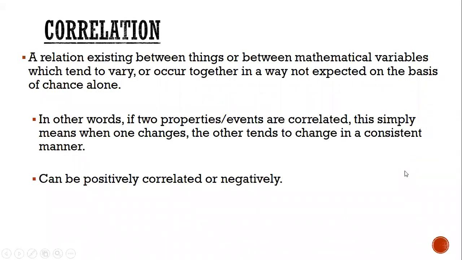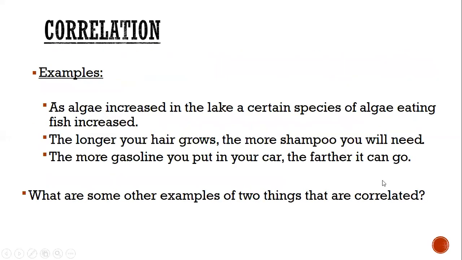Correlation: a relationship existing between things or between mathematical variables which tends to vary or occur together in a way that is not expected on the basis of chance alone. In other words, if two properties or events are correlated, this simply means that when one changes, the other tends to change in a consistent manner. Things can be positively correlated or they can be negatively correlated. In other words, they can go up together or they can go down together. Here are some examples of correlation.